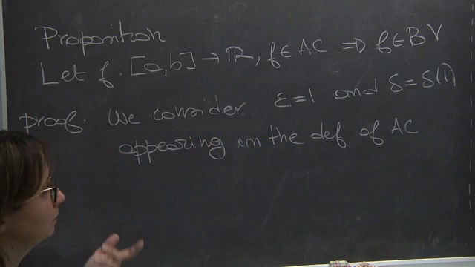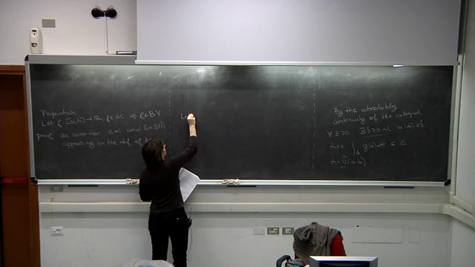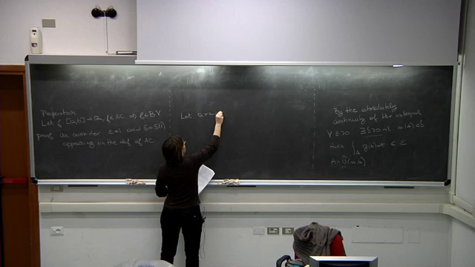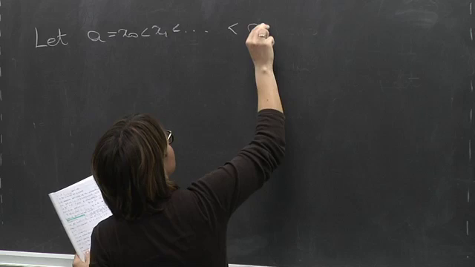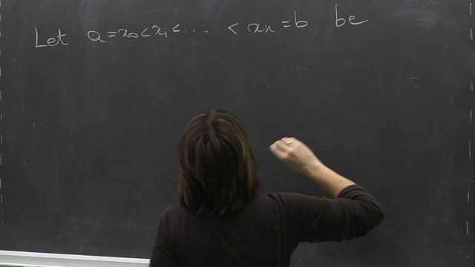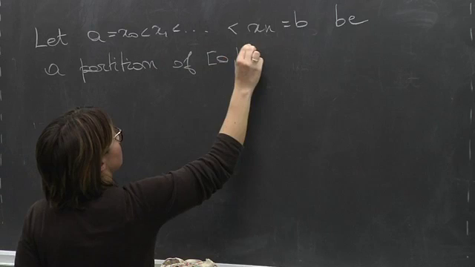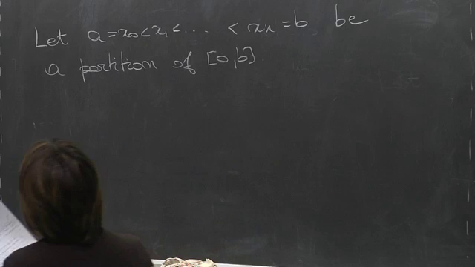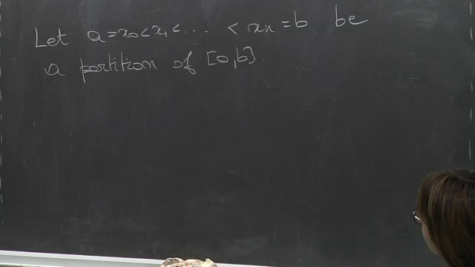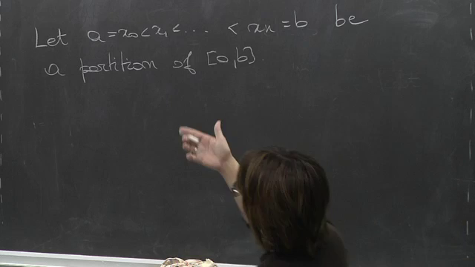We take a subdivision of [a,b], and we want to see that the variation is bounded. So let a equal to x0 < x1 < ... < xn equal to b be a partition of [a,b]. Here the idea is that we want to make the subdivision thicker, adding some extra points which are chosen in a suitable way, of course.